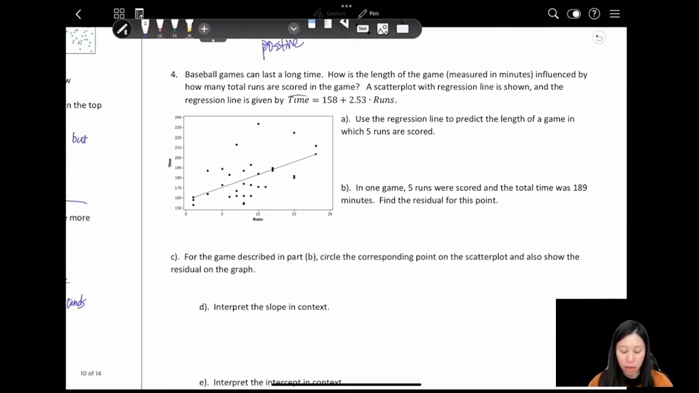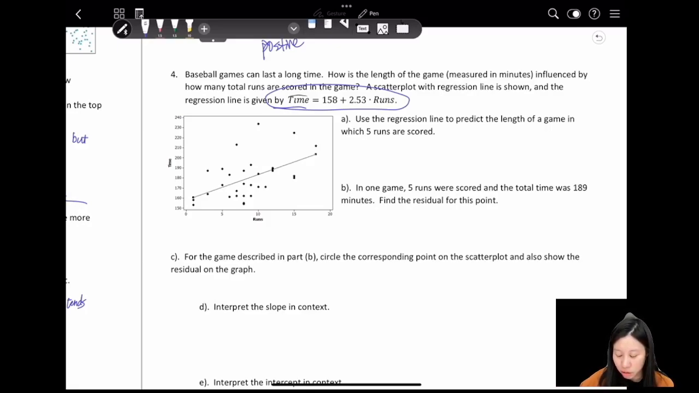Okay, number 4. Baseball games can last a long time. How is the length of the game measured in minutes influenced by how many total runs are scored in the game? A scatter plot with a regression line is shown here. And this is the time that we have. The predicted time, which the hat means predicted, is 158 plus 2.35 times the runs.